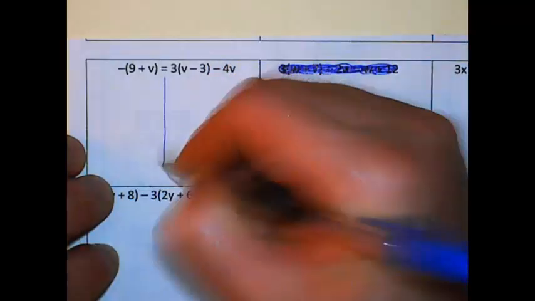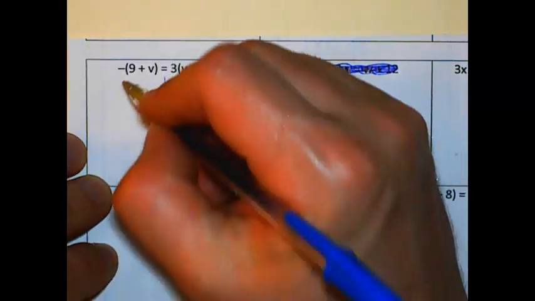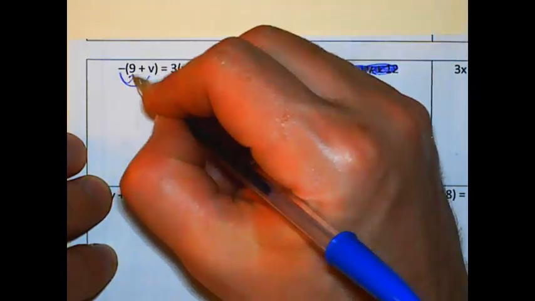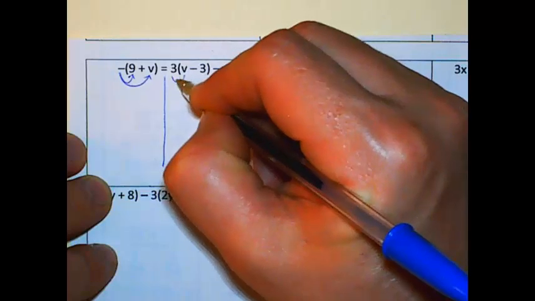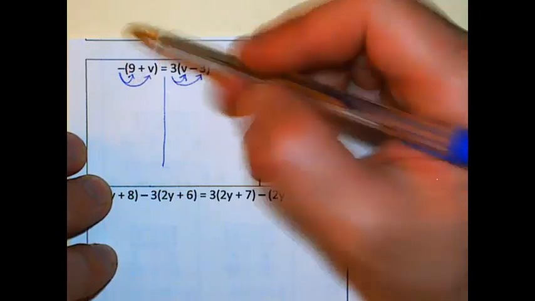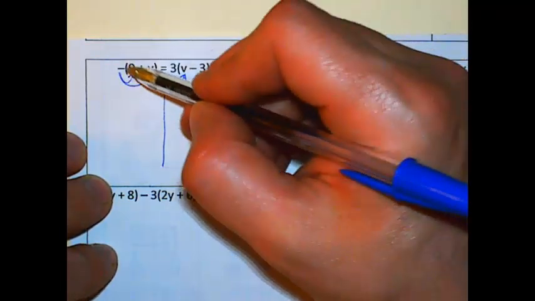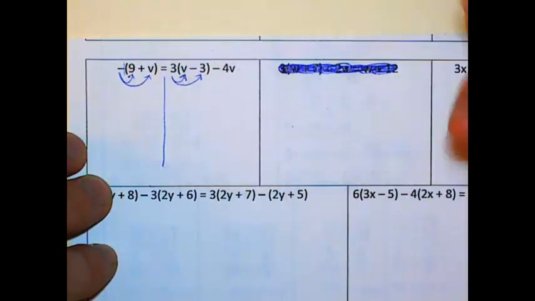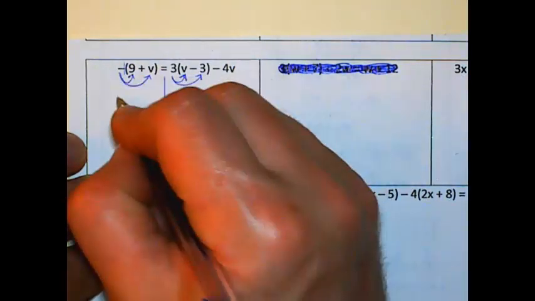I see parentheses, first order of business, get rid of the parentheses. How do we do that? We multiply the number that is outside the parentheses with the numbers that are inside, on every parenthesis that we have. Now, there's no number in front of the parenthesis, but remember, there's always an invisible 1 there. So you can put a 1 right there. So I have negative 1 times 9 is negative 9.